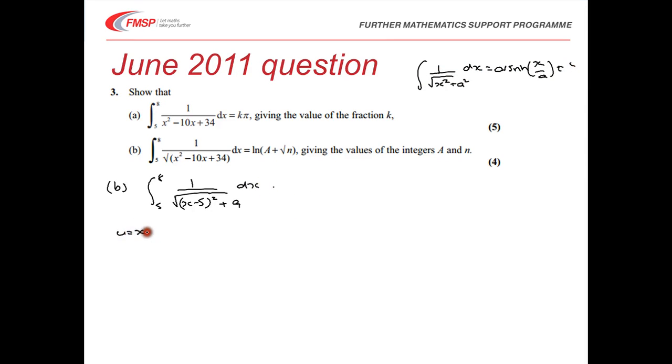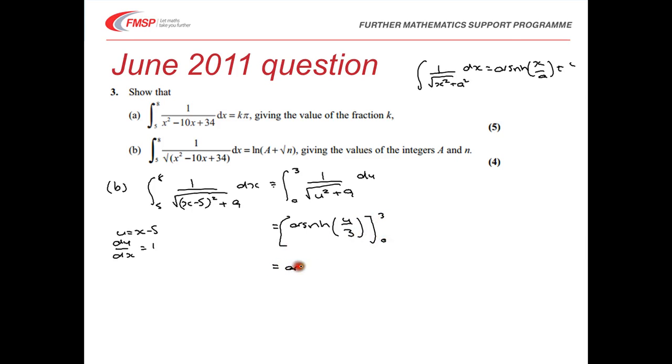It's u equals x minus 5, du by dx is 1, so du switches for dx 1 to 1, and the new limits will be 0 and 3, so we've got 1 over the square root of u squared plus 9 du, which is going to be inverse sine of u over 3 evaluated between 0 and 3. So we have inverse sine of 1, this is when u equals 3, minus inverse sine of 0.